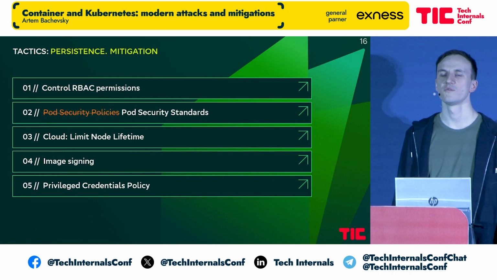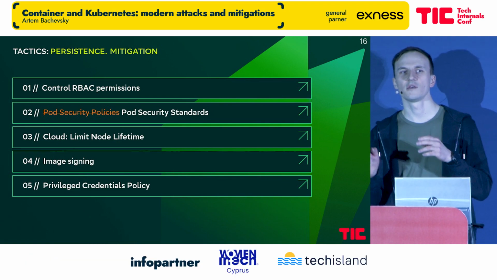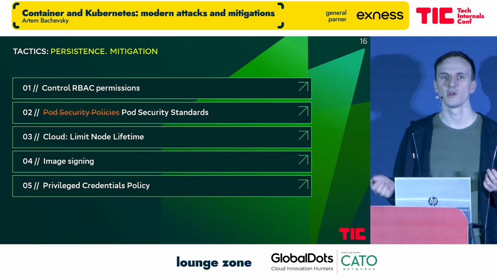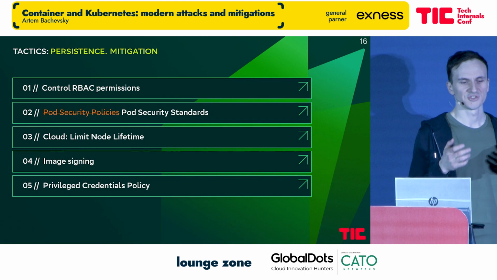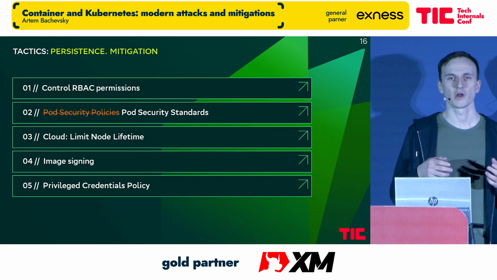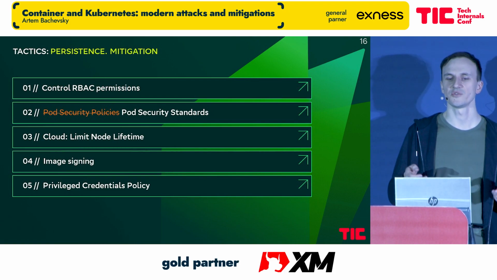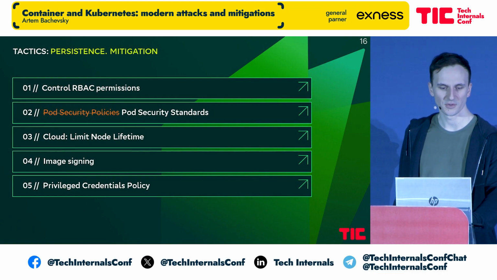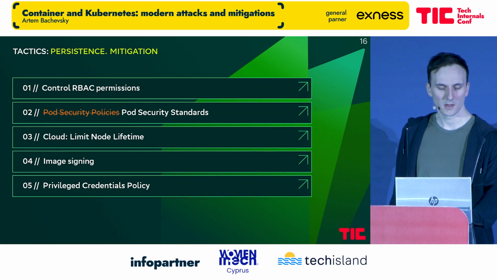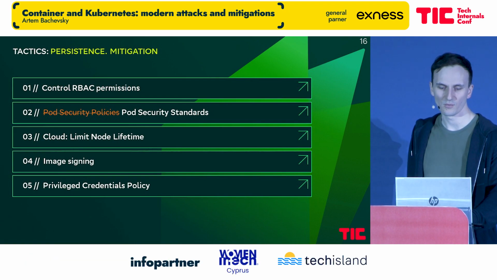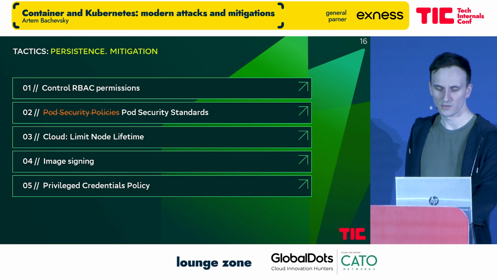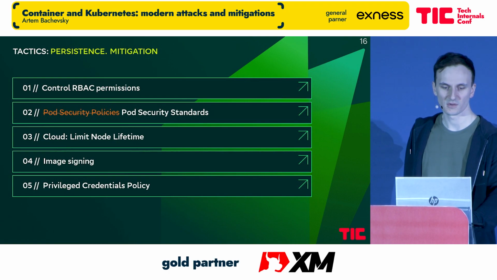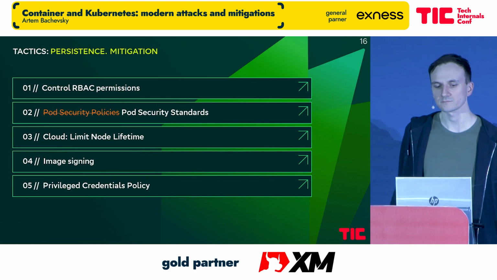Image signing. Image signing will help with identification and authentication of the image that you are running in your infrastructure, and it will be harder to run a new container in this infrastructure if you have something like checking of digital signatures. And also you should have a privileged credential policy to mitigate the risk with credentials that we talked about before.